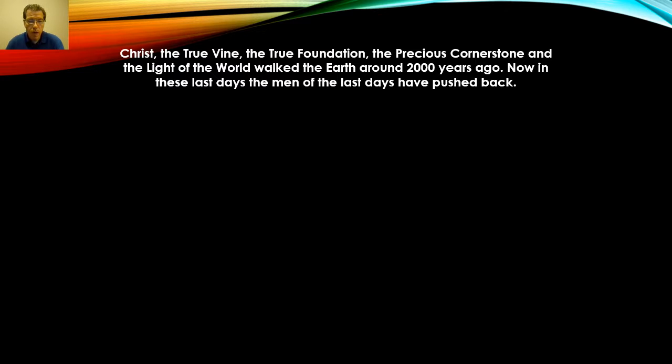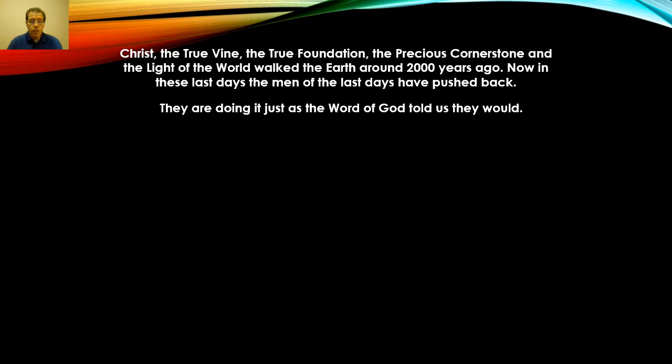Christ, the true vine, the true foundation, the precious cornerstone, and the light of the world, walked the earth around 2,000 years ago. Now, in these last days, the men of the last days have pushed back. They are doing it just as the Word of God told us they would. Christ is the truth, and they resist the truth. Christ is the truth. He is the true vine. We abide in him and he in us, and we produce much fruit. But without the vine of Christ, we can do nothing.